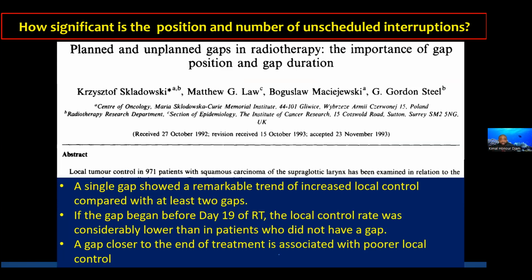Now, the reasons for a gap as documented in these studies were categorized into 4 categories. The gap was independent of the patient, that is national holidays, machine breakdowns. Some gaps were planned gaps for split course radiation therapy. Some gaps were due to severe normal tissue reactions, and some were due to recurrent disease. Of the 971 patients, only about 12% of the patients had no gap at all.